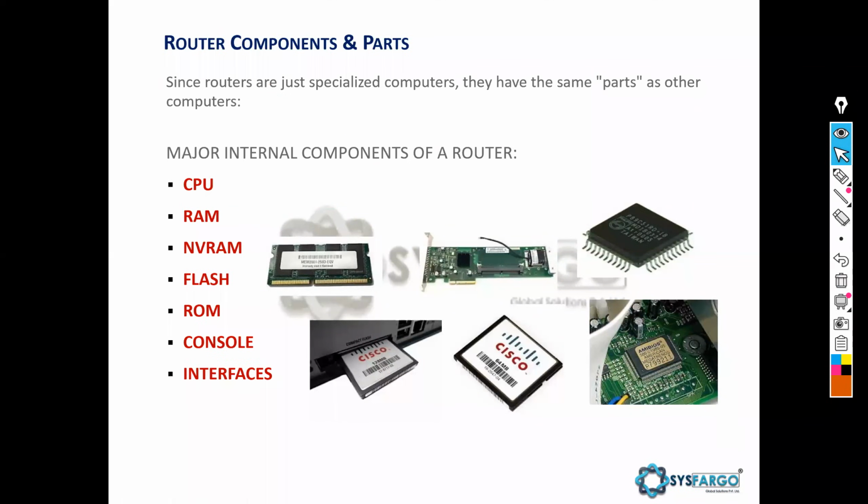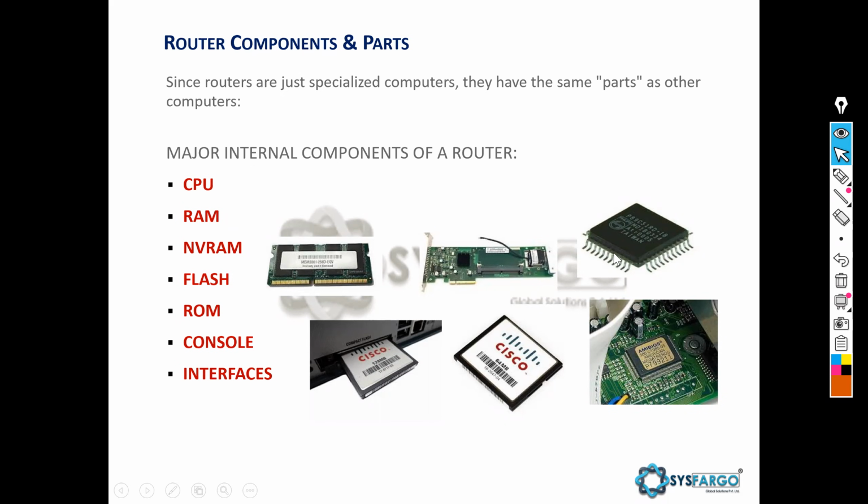Next, the components or parts of a router. Here you can see the major internal components, meaning within the router, what major components we get: CPU, RAM, NVRAM, flash, ROM, console, interfaces. CPU, central processing unit, is actually the brain of the computer. Whatever instructions you give as a user or administrator, the CPU is used to process them.